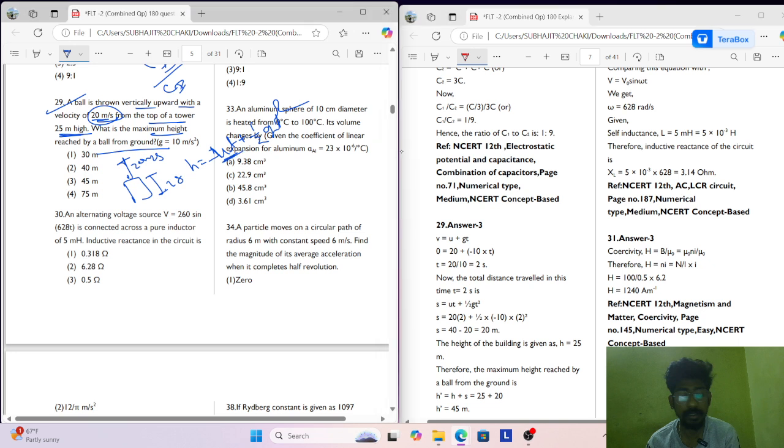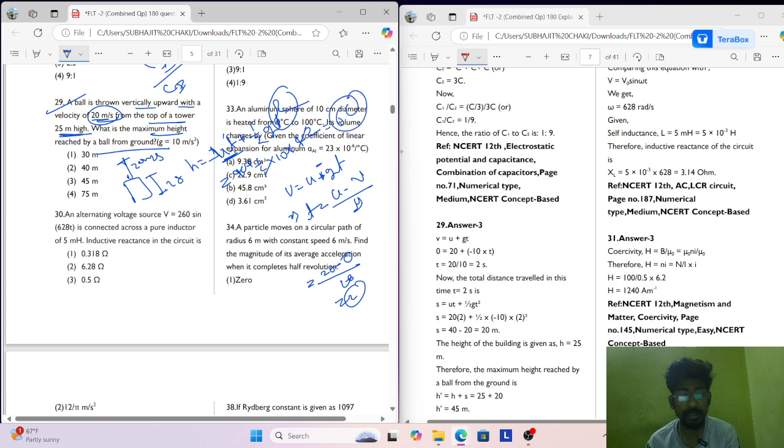First of all, you have to calculate this time. How to calculate this time? V equals u plus gt, because it is thrown upward, so u minus gt will be there. So t will be equals to (u minus v) by g. U is 20, v is 0, divided by 10, so 2 seconds. So put the value of t as 2 here. U is 20, so 40, half into 10, t square means 4, so 20.